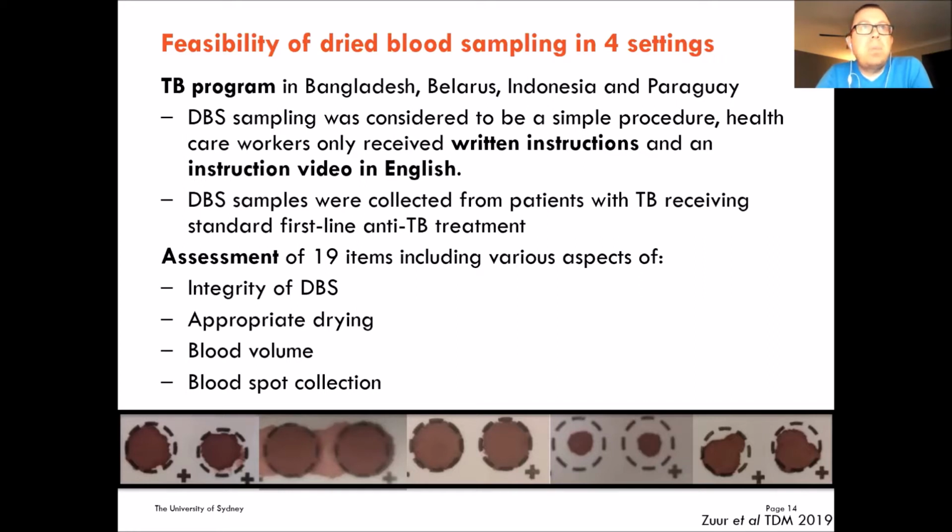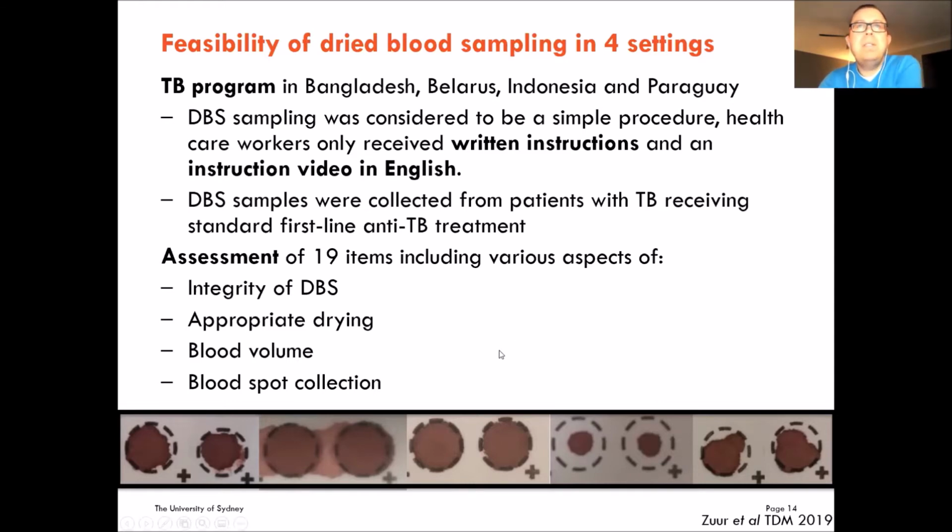of the card, appropriate drying, and blood volume and blood spot, etc. And now you can see a couple of examples at the bottom of this slide. You can see that on the left, the circles are not perfectly round. In the middle, there is some hemolysis caused. Likely the cards were a little bit moist before the patients were sampled. You see ideal samples in the middle and some overlaying spots on the right.